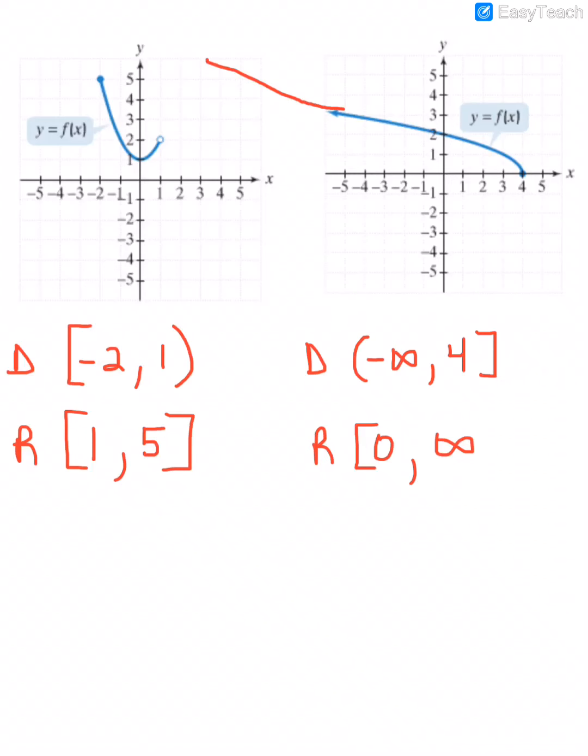So in our domain, the left is negative infinity. For our range going up is positive infinity. And again, we'll close that with a parenthesis.